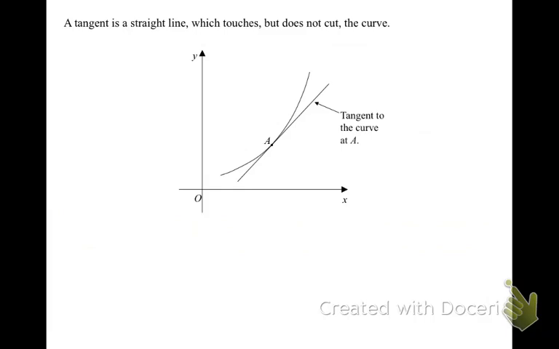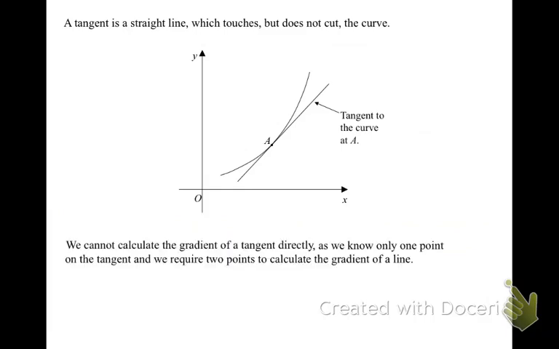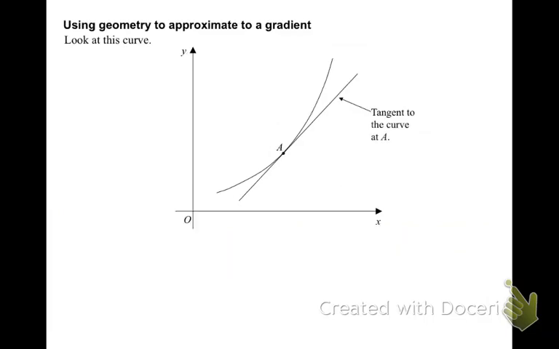Alright, so a tangent line touches the curve, but it does not cut the curve. We often say that it's perpendicular to the curve. If you notice though, we can't quite find the gradient of that line because we only have one point. And as we just looked, when we are trying to find the gradient of any straight line, we need 2 points.